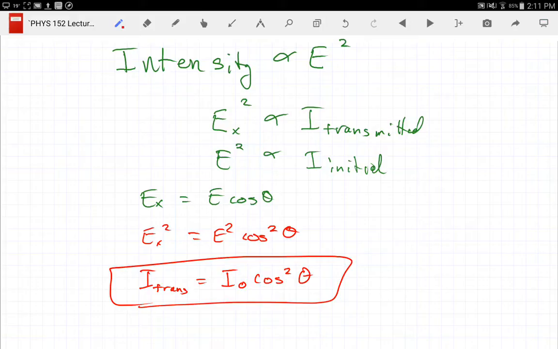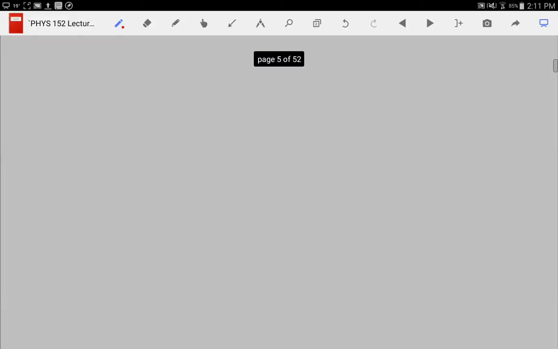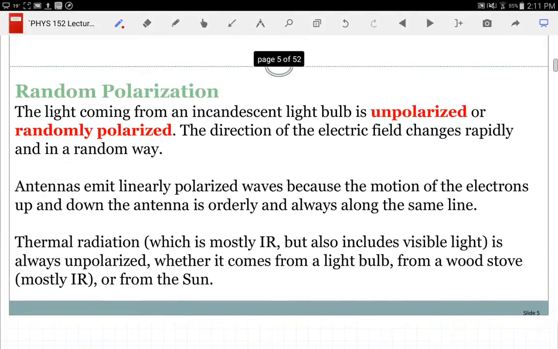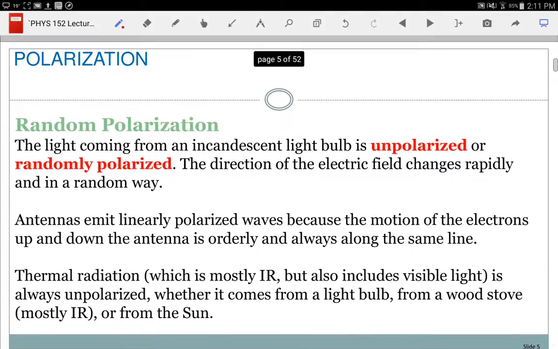Okay, the transmission axis and the polarization direction of the light. This equation that I have in a box is called the law of Malus. And of course, it's on my next screen. Okay, not the next one. The one coming up after this.